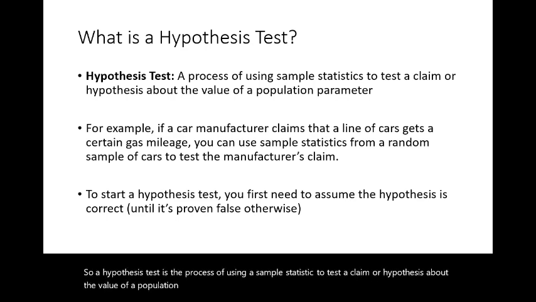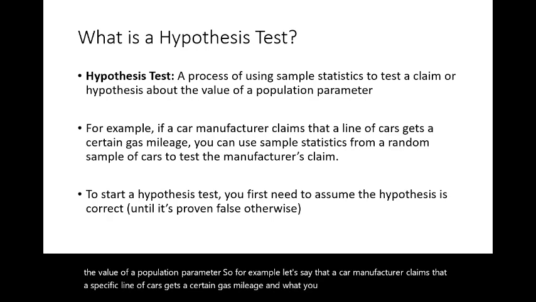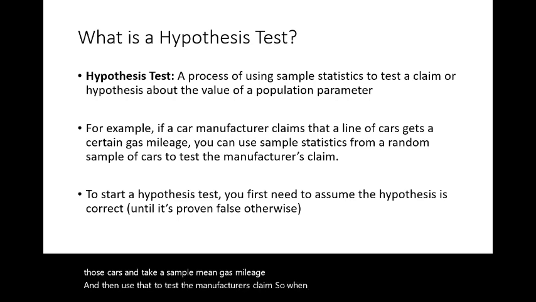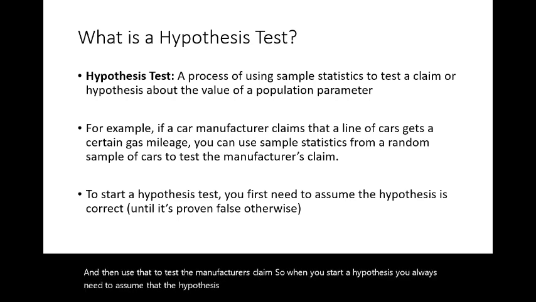So for example, let's say that a car manufacturer claims that a specific line of cars gets a certain gas mileage. What you can do is take a sample of those cars and take a sample mean gas mileage and then use that to test the manufacturer's claim. When you start a hypothesis test, you always need to assume that the hypothesis is correct unless it's proven false. So you would assume that the car gets that certain gas mileage until you can prove it false.